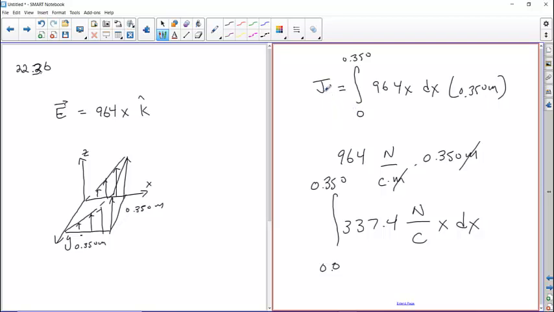As far as calculating the flux, it's going to be equal to the electric field times the width in the y direction, so that's this number. And then you have the dx, which takes into account the x direction. So what I've done here is I've taken the 964, which has units of newtons per coulomb meter, and I multiplied it by the 0.350 meters. So I get 337.4 newtons per coulomb times the x coordinate times dx. So it's a real simple integration problem.